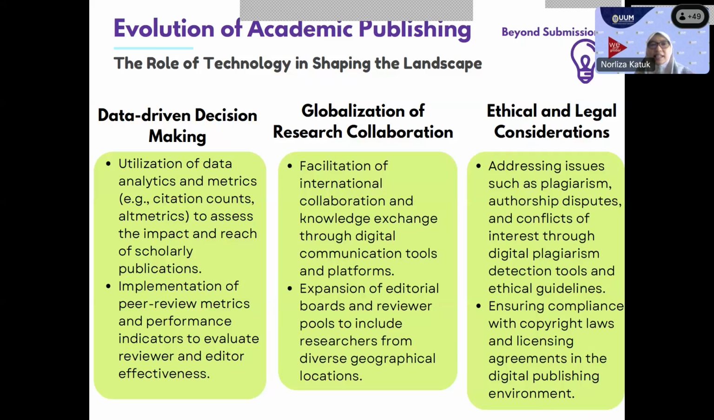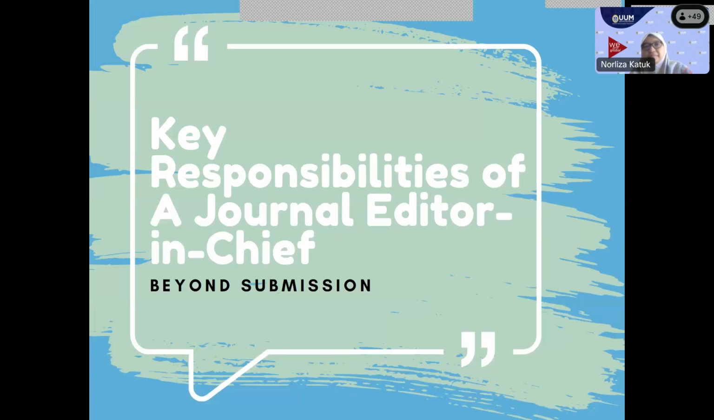Another point that arises in conjunction with the evolution of academic publishing is the ethical and legal considerations. As technology evolves, there are a lot of other issues, for example plagiarism, authorship disputes, and conflicts of interest, okay? And how are we going to manage these issues? These are all the challenges that arise in modern journal publishing or journal management in the digital era. I think now you understand the current scenario before and after, the traditional one and the modern one.